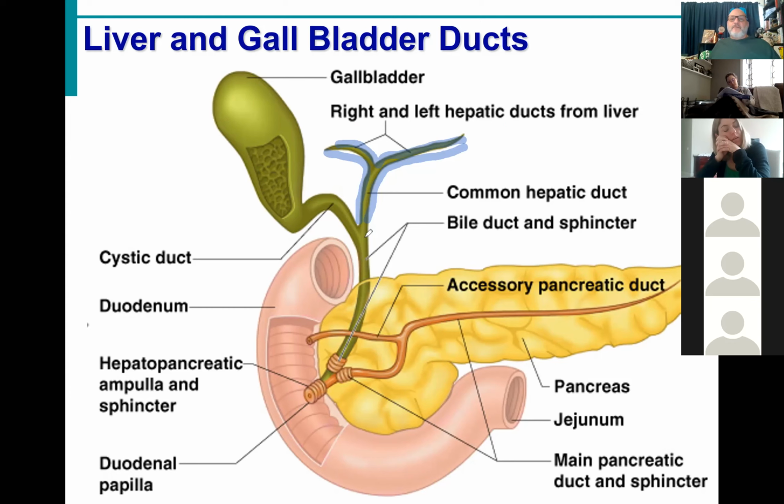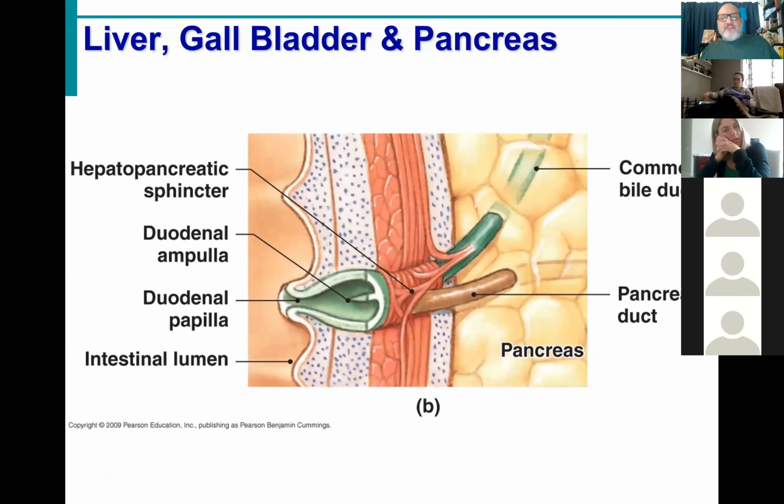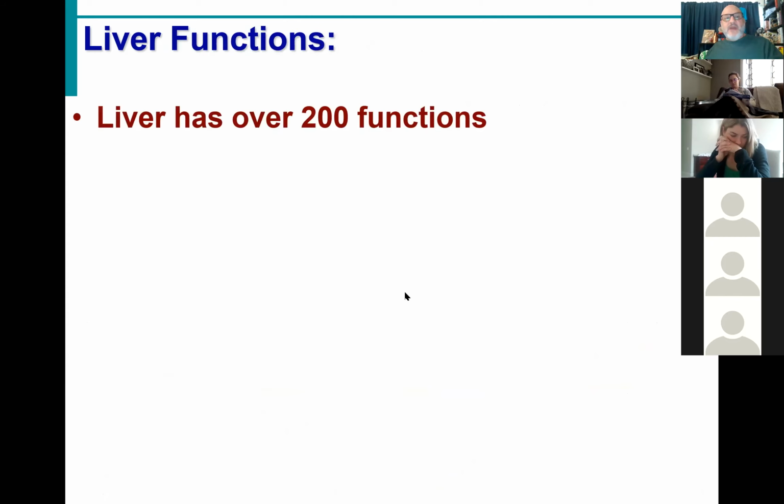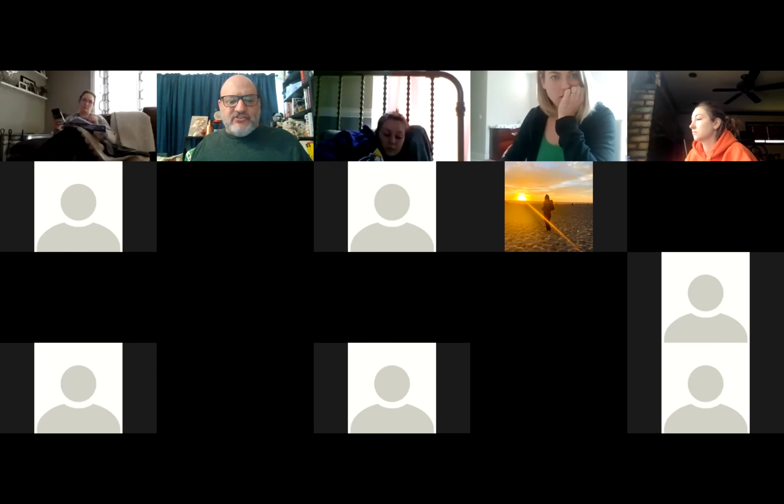All right, this is the anatomy. And again, we see that common bile duct feeding into the duodenal ampulla, duodenal papillae, controlled by the hepatopancreatic sphincter. I want to talk about liver functions, but I think I want to save that for next time. What I want to do instead, because again, I think there's some challenges involved with this.